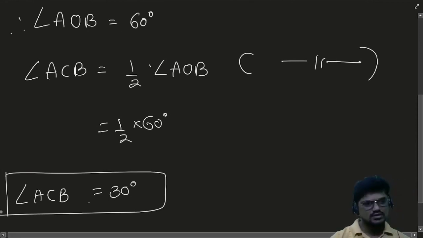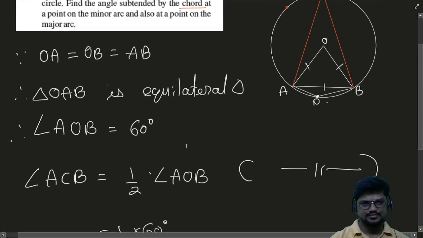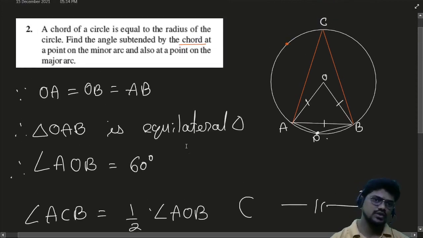Angle ACB is 30 degrees. Now, what you need to find is angle ADB. That can be found very easily. We know that ACBD is a cyclic quadrilateral.